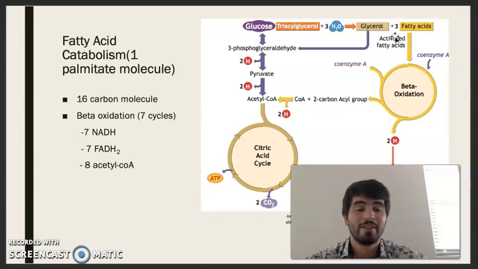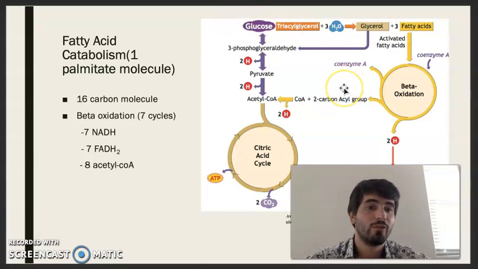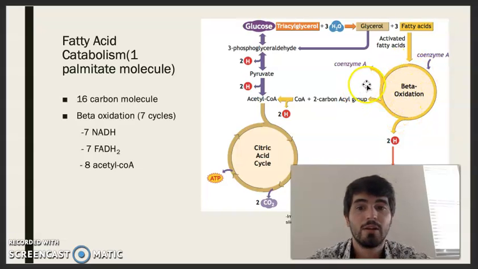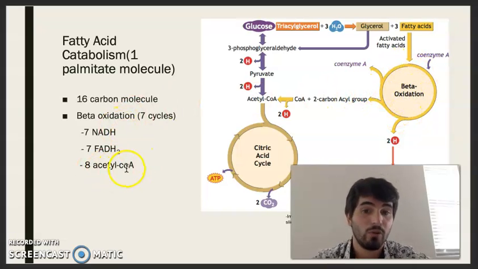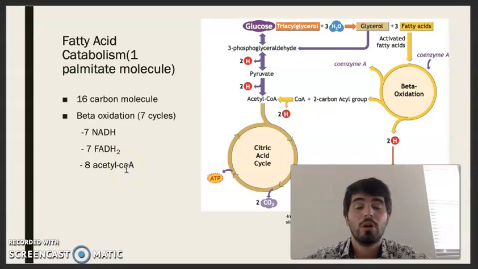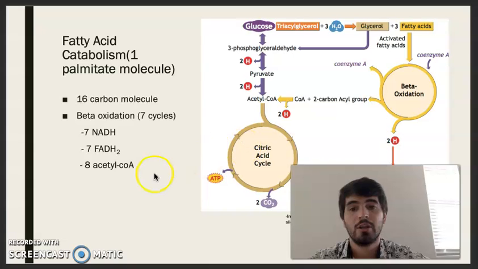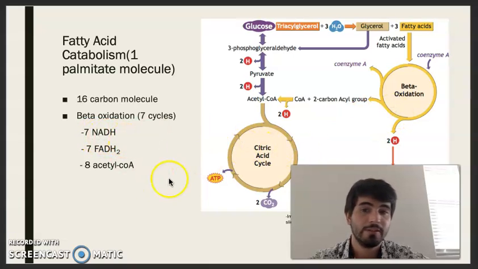It goes through about 7 cycles to break it down in order to get to the acetyl-CoA that we need to get into the citric acid cycle. So that is basically what is happening here. We'll break that down into about 8 acetyl-CoAs, two groups of 2 carbons. So 16 divided by 8, you get your magic number of 2 carbons. So you get about 8 acetyl-CoAs in beta oxidation, 7 NADHs, and then 7 FADH2s.